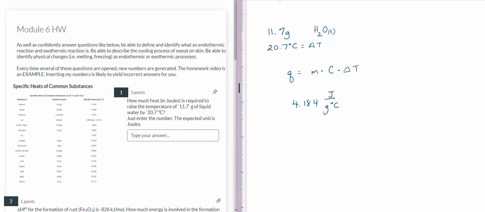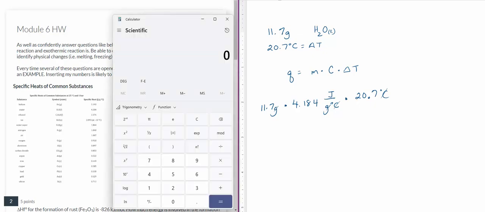So if we use our dimensional analysis and we want to end up with joules, we need to cancel out grams and degrees Celsius. So multiplying by the mass, 11.7 grams, we'll cancel out grams, and then multiplying by that change in temperature in degrees Celsius, 20.7, we'll cancel out that degrees Celsius, and we will be left with joules. So all we have to do is multiply this all together. So 11.7 times 4.184 times 20.7 will give the heat.